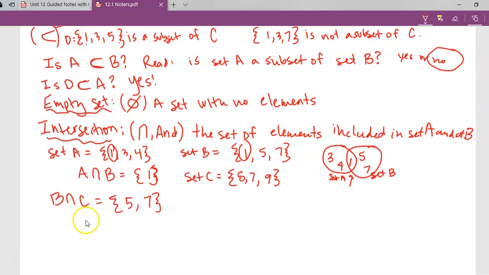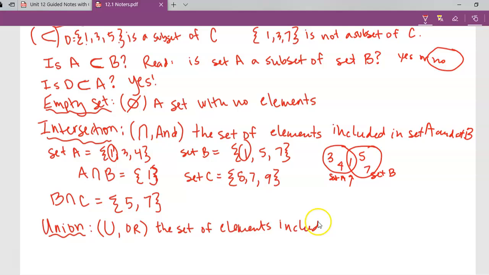Okay. All right, the union of two sets, that's denoted by a big U, like this, a big capital U. It doesn't have the line down though. And it means the same as or. So if we're talking about a union, we're talking about the set of elements included in A or B. The set of elements included in set A or in set B.